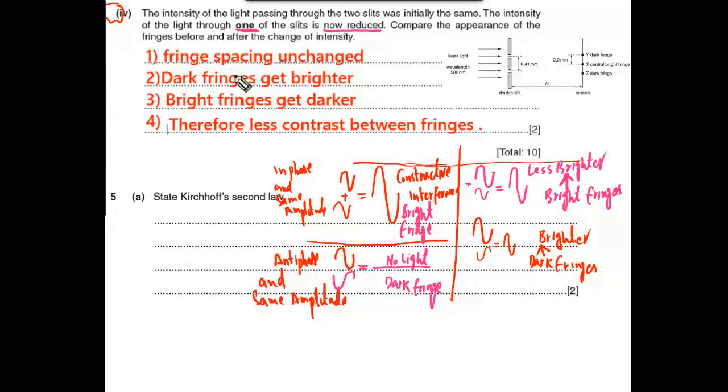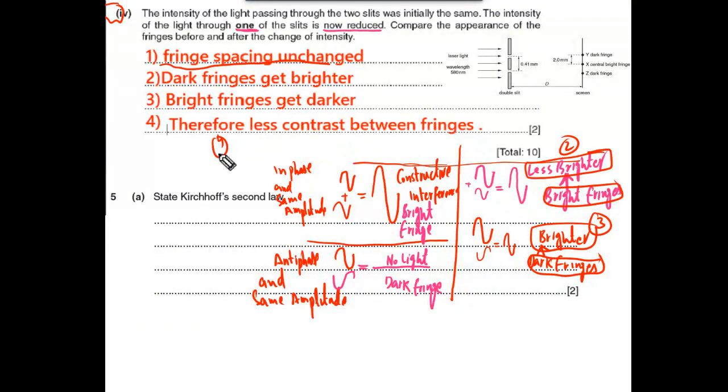Now, how can we answer? One thing is that the fringe spacing is unchanged. It means the distance between fringes will not change. This is one thing: no change. The second thing you have to say is that the bright fringes get less bright. This can be the second point. And the dark fringes become brighter. This can be the third point. And this can be the fourth one: now there is less contrast.